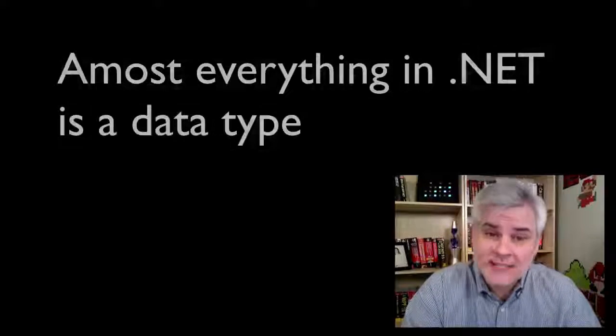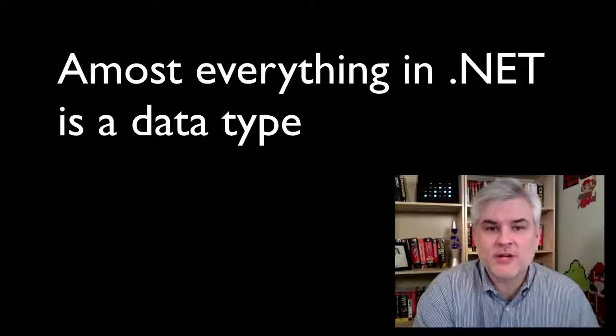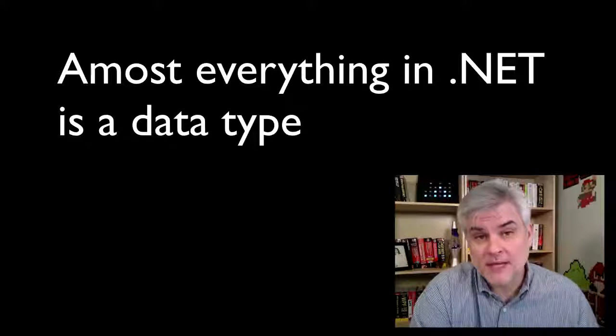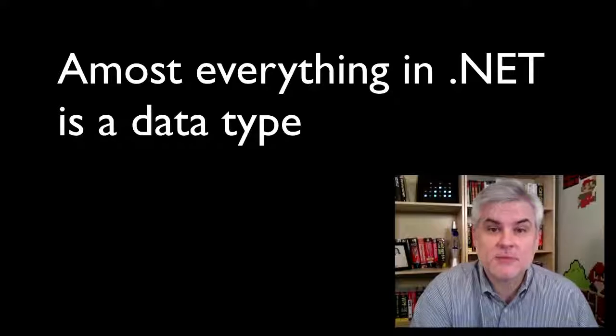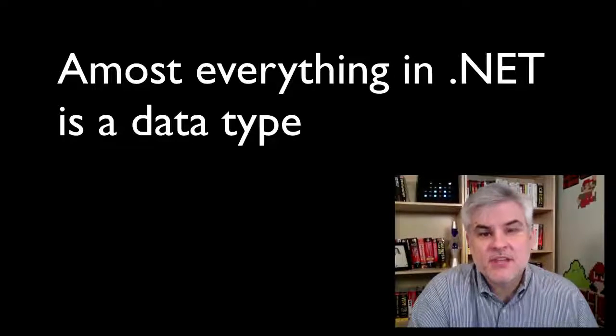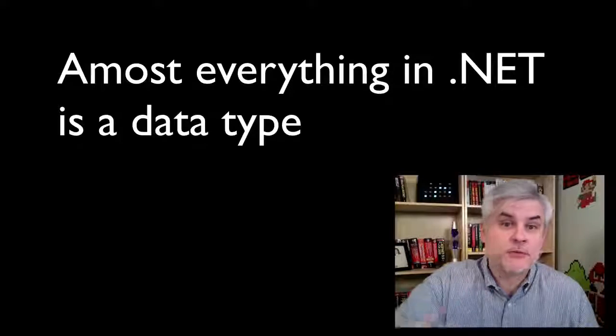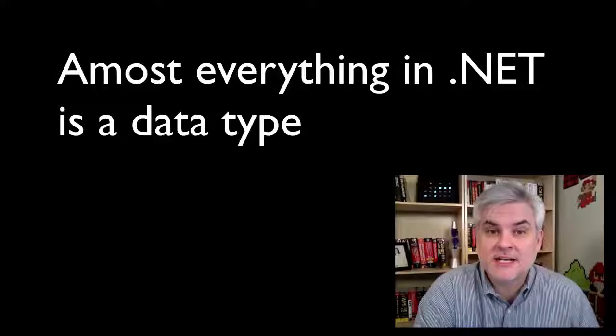Okay? And when you start to think about it, just about everything in .NET is a data type. Most of the classes in the .NET Framework class library can be used as a data type. Admittedly, they're much more complex than int and bool and decimal, but they're data types nonetheless. And this thought is going to be more clear as we talk about object-oriented programming in the next couple of days. So stay tuned for that.